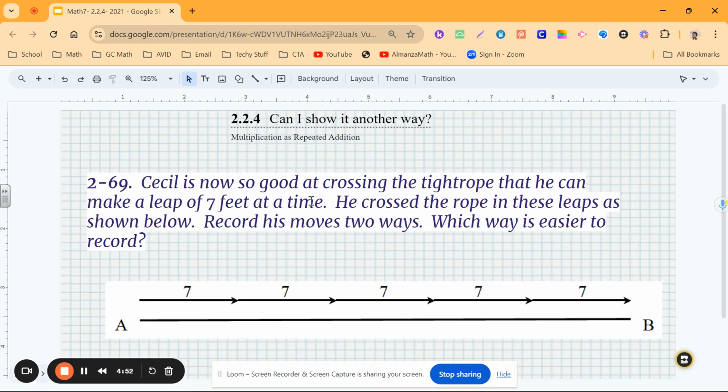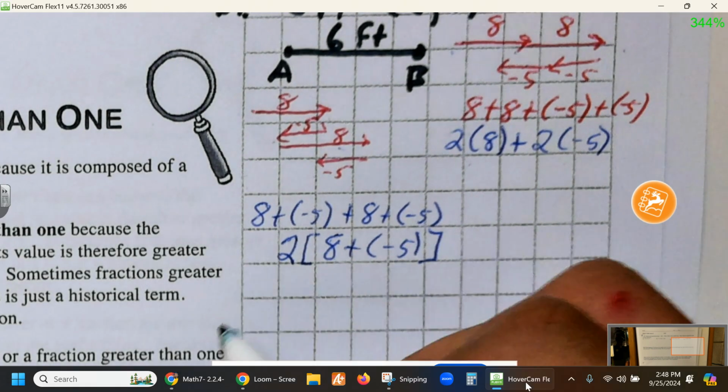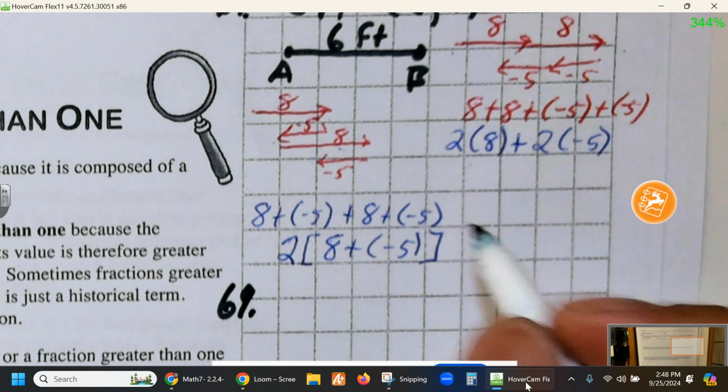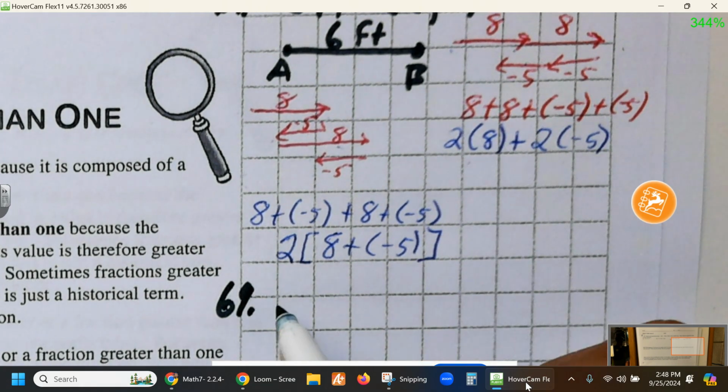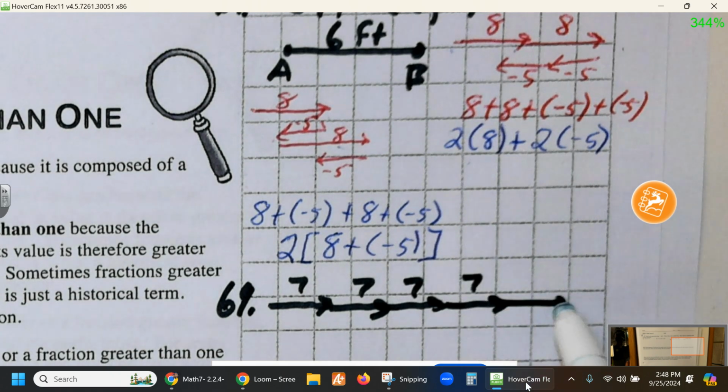So you have this expression. So Cecil is so good at crossing the tightrope that he can make a leap of 7 feet at a time. He crosses the rope in the leaps that are shown. So what are two ways that we can show this? Okay, so first of all, this is number 69 in the book. And so Cecil does this. 7, 7, 7, 7, 7.